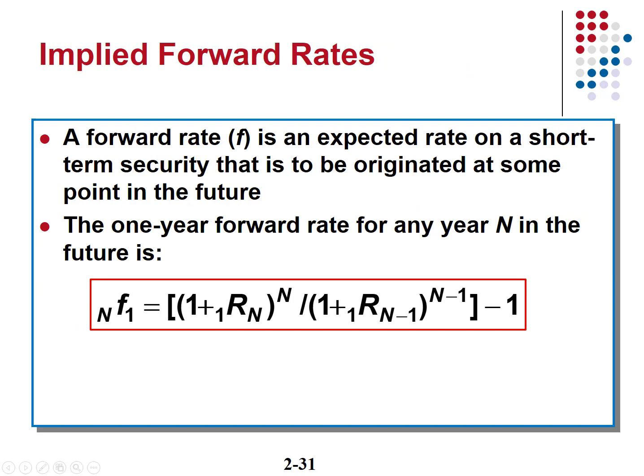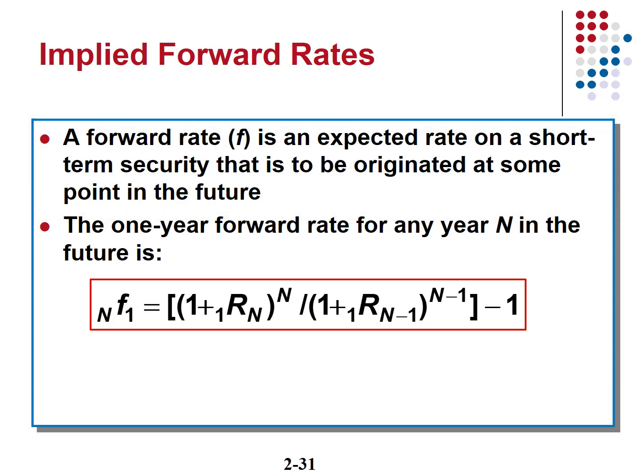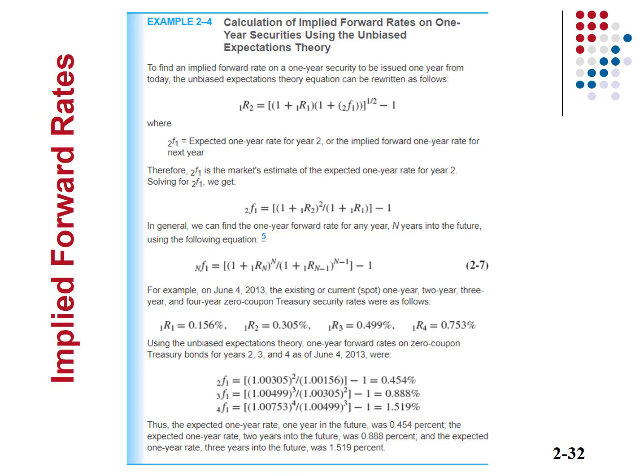Here comes the real quantitative part of Chapter 2, implied forward rates. As per the definition, a forward rate is an expected or implied rate on a short-term security originating in the future. It's implied based on observable spot rates, and we're going to see this on the following slides. This is example 2.4 in your text for reference. In it, we're given 4 observable spot rates, which we'll look at more closely on the next slide. Using those, we want to imply other short-term rates.